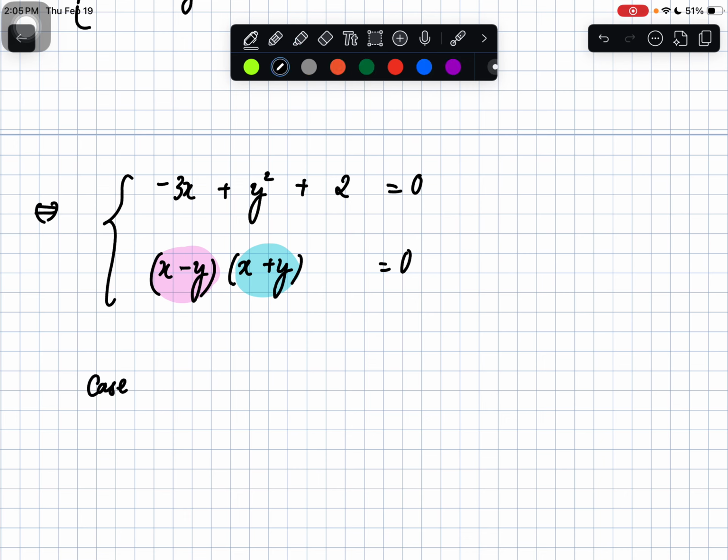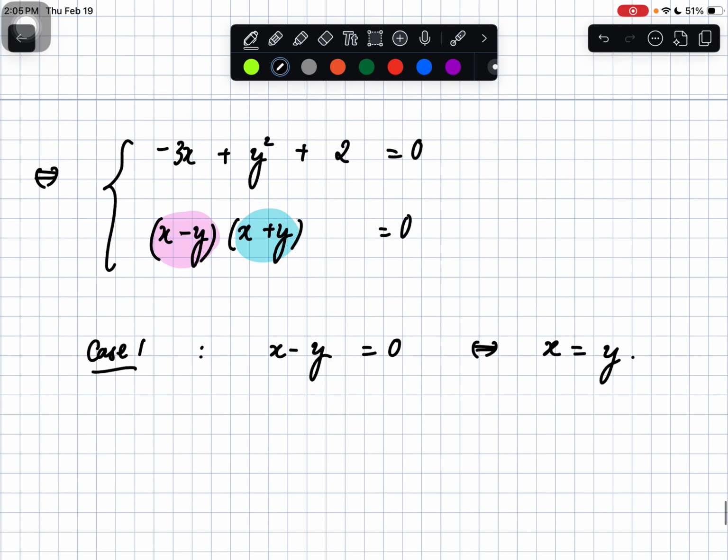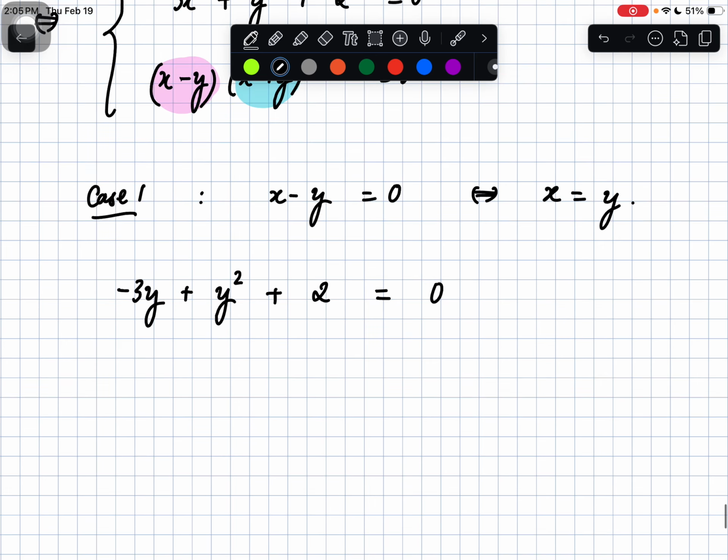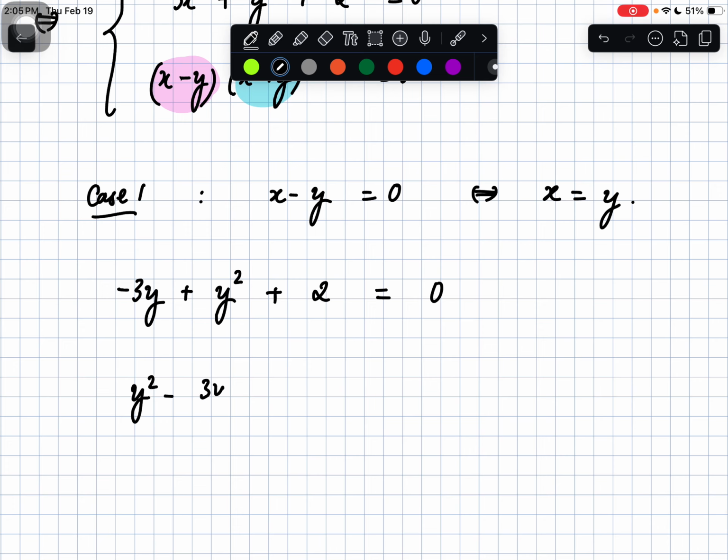Case 1. x minus y equals 0, which is equivalent to x equals y. So you can replace x equals y in the first equation. You have minus 3y plus y squared plus 2 equals 0. So y squared minus 3y plus 2 is 0.